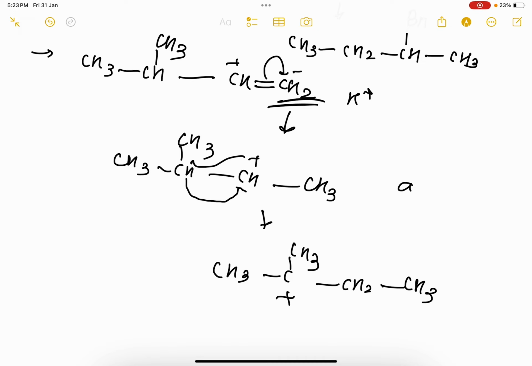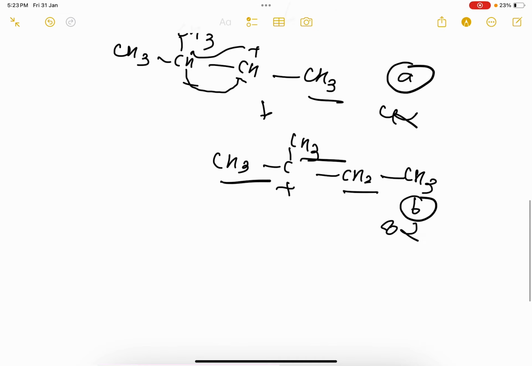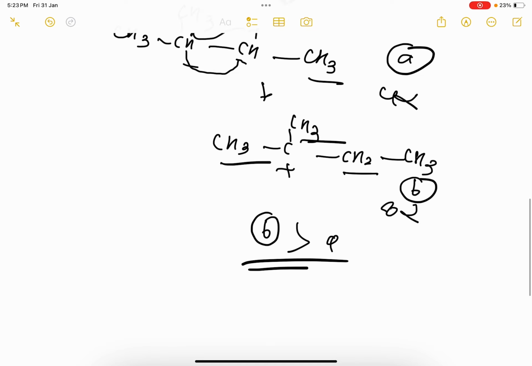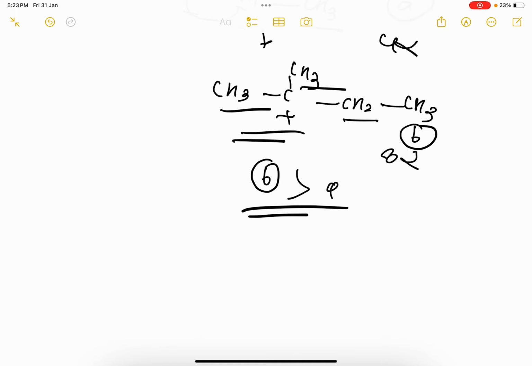Okay, so A and B. A contains 4 alpha hydrogen, B contains 8 alpha hydrogen. So B is more stable than A, so this rearrangement is possible. In the end of the Markovnikov rule, we have to always understand that the more stable carbocation gives us the major product. So the product is CH3-C(Br)(CH3)-CH2-CH3.